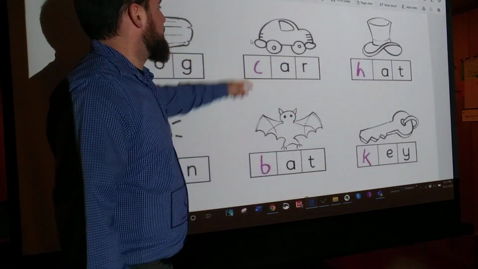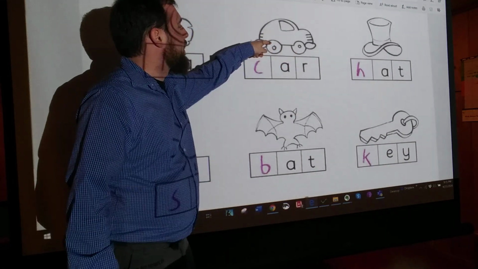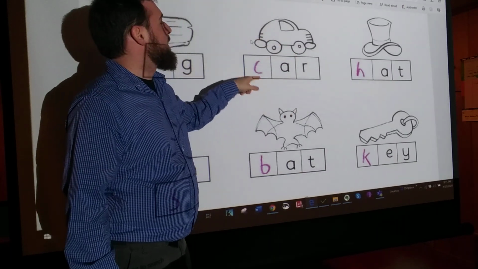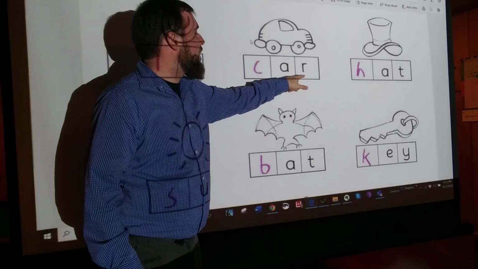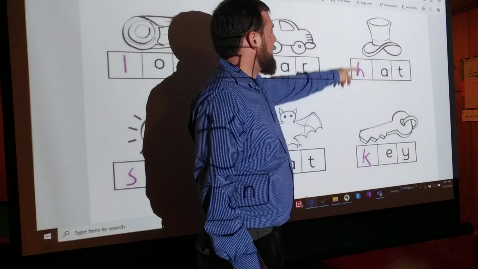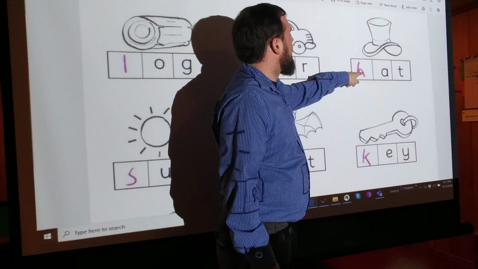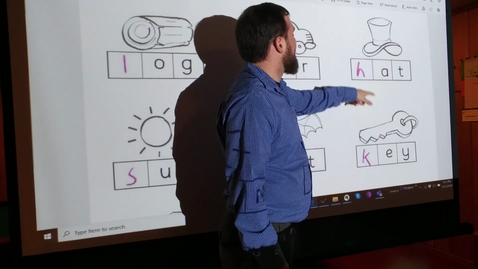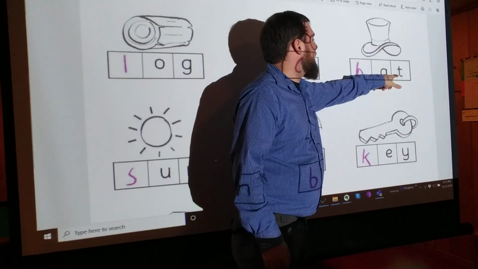So this is a car. Car. C-A-R. Car. Hat. H. Hat. H-A-T.